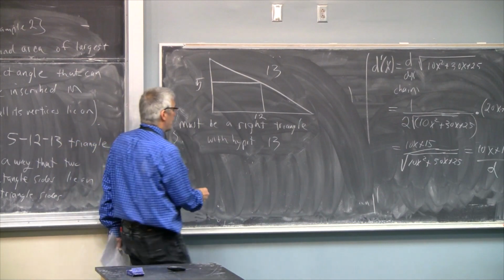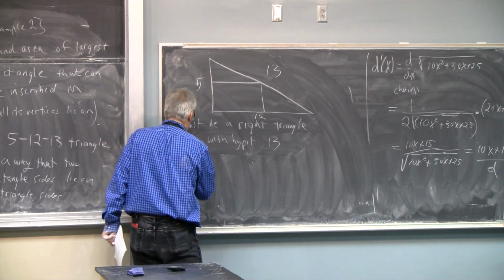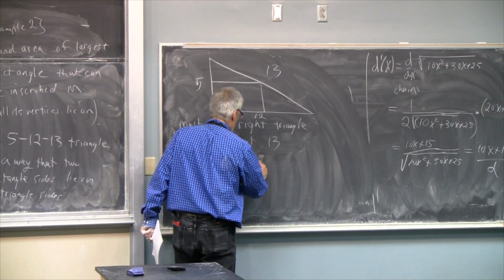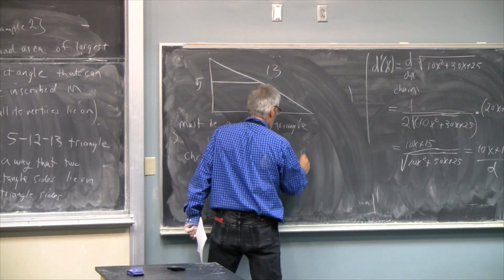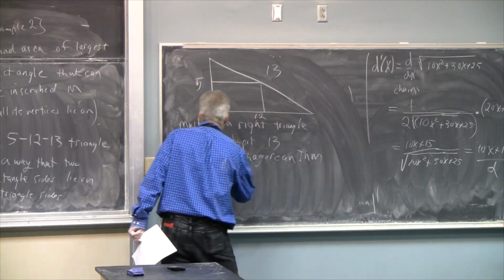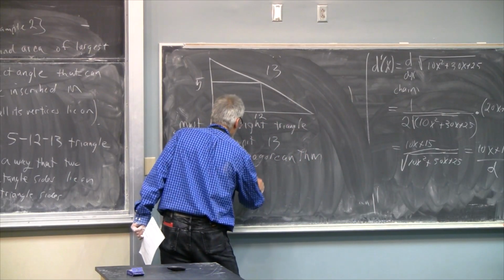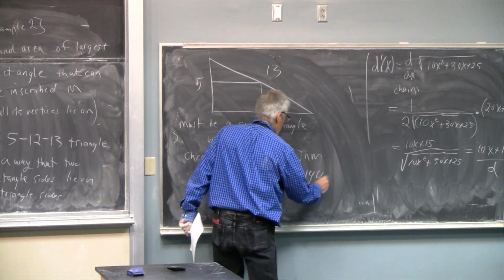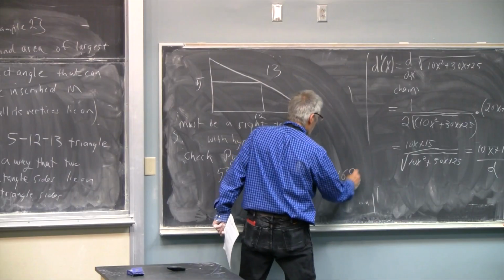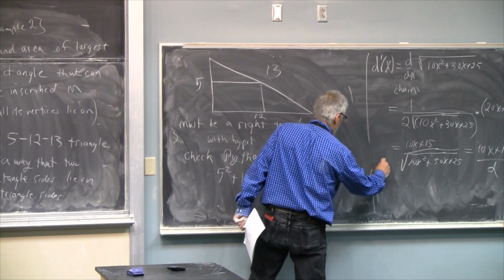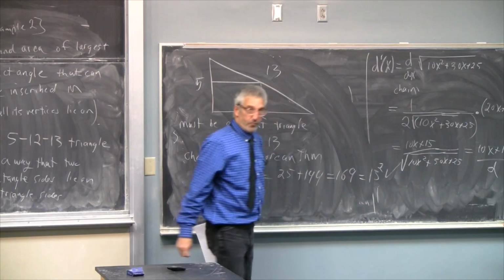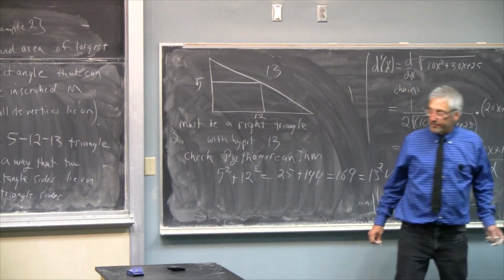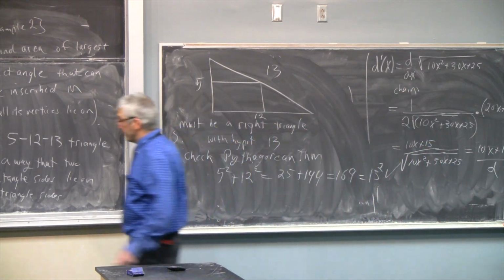Well, let's check Pythagorean theorem. So 5 squared plus 12 squared, that's going to be 25 plus 144, but that's 169, and that's 13 squared. So it turns out 5, 12, 13 is a famous triangle. Other famous triangles are like 3, 4, 5, for instance.